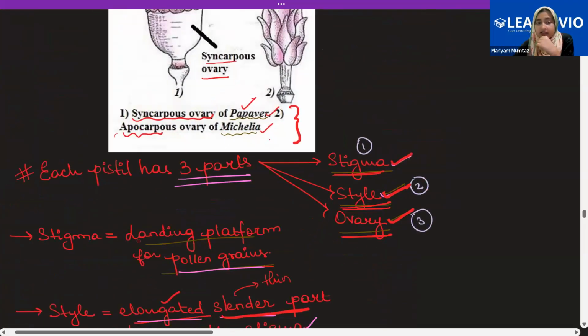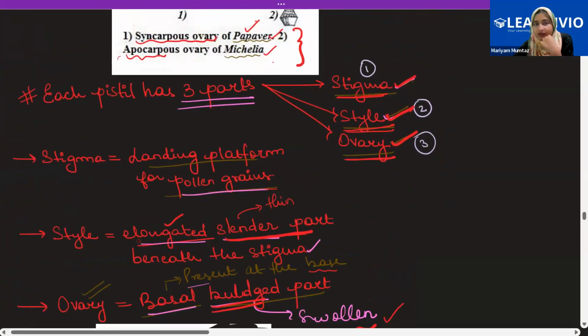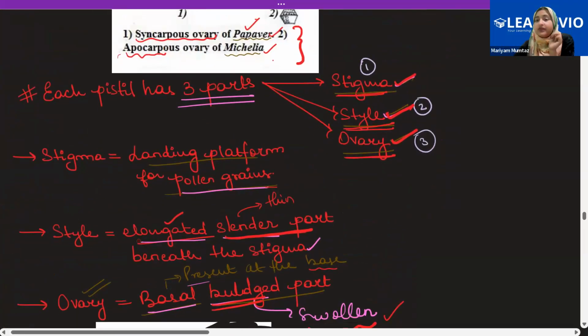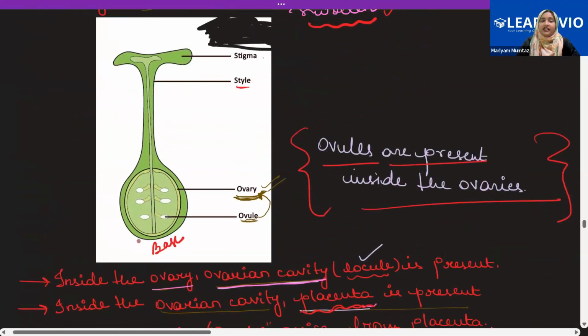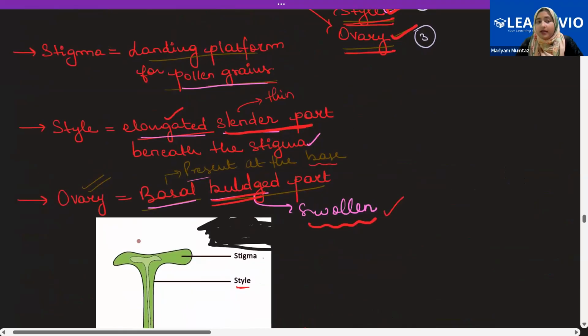Now every pistil has three parts attached to it. There is the stigma, then the style, and lastly the ovary, just like how the stamen had two parts, the anther and the filament. Here, the pistil has three parts: stigma, style, and ovary. Now, when we talk about the stigma, this flat surface that you see is the stigma. It is the landing platform.